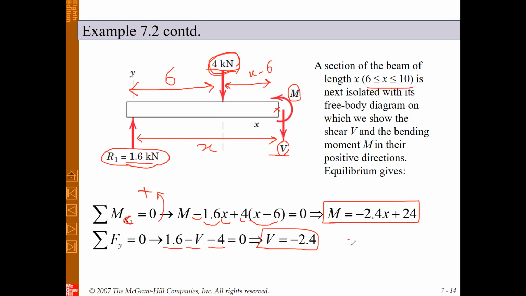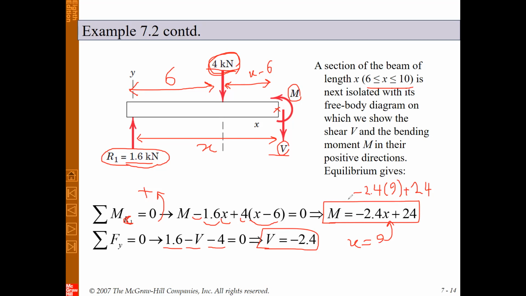To obtain the bending moment in this interval you need to substitute the x value. For example, if I ask you what the bending moment is at x equal to 9, you need to substitute x equal to 9 in this equation. I mean it's equal to minus 2.4 multiplied by 9 plus 24. This is the bending moment at x equal to 9.